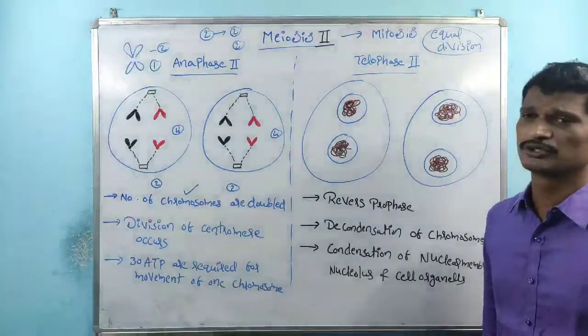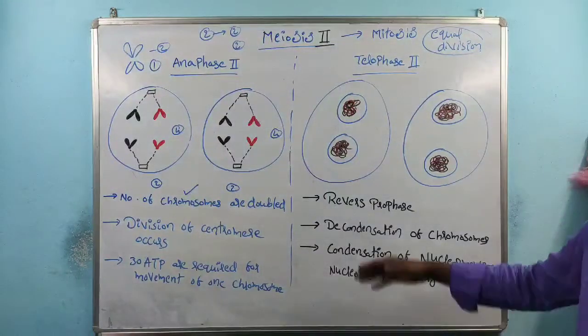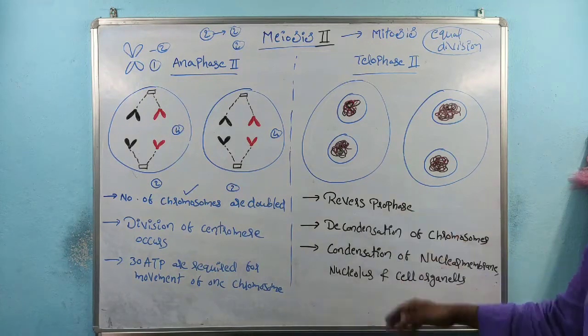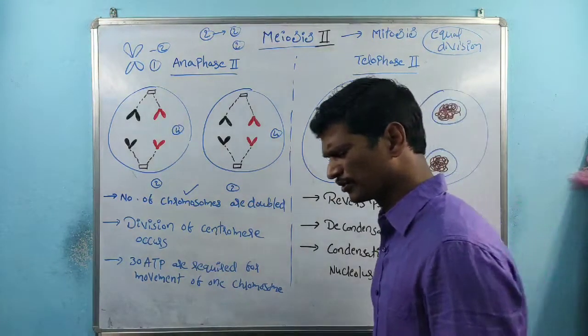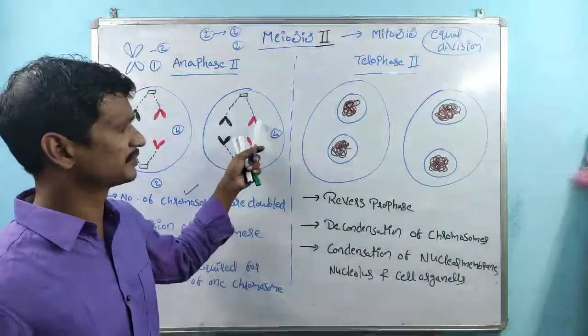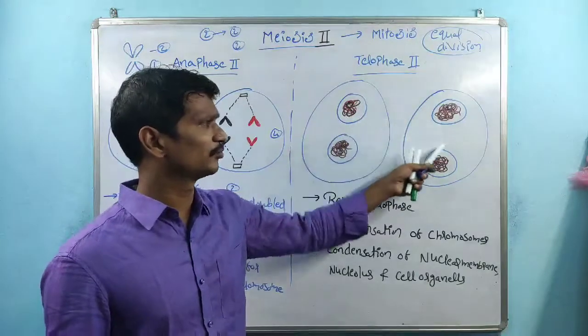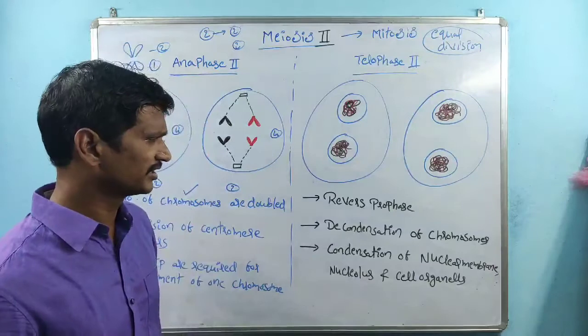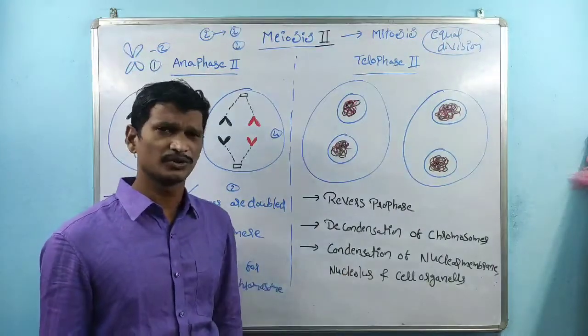And coming to the telophase 2, within this phase, here again two cells are there. This is the reverse prophase. Reverse prophase is nothing but opposite to the prophase. Here decondensation of chromosomes occurs. Here chromosomes are present, right? Decondensation of chromosomes is nothing but formation of chromatin. And condensation of nuclear membrane.